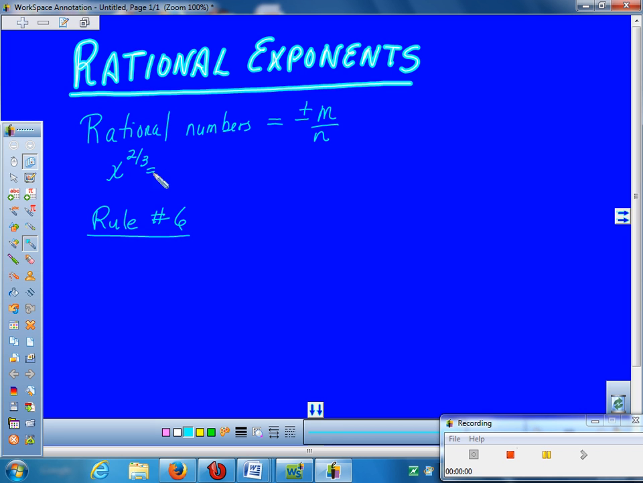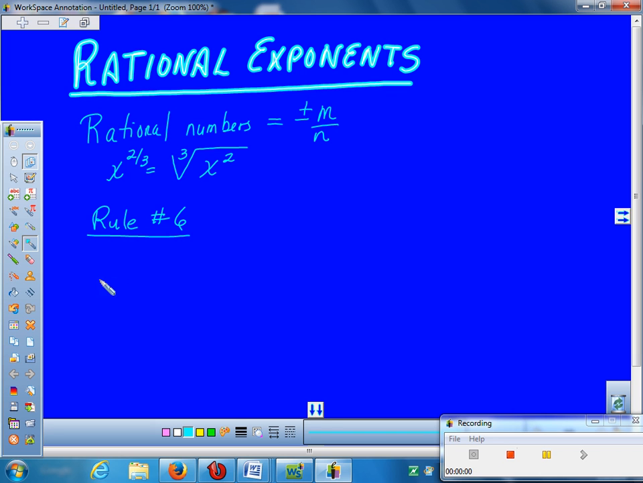It turns out when you have a rational exponent, when you have a fraction, it's really just another way to write a root. You can turn that into a root. The denominator, the 3, is the index on your root. The 2 is the power inside the root. So x to the 2/3 is really the same thing as the cube root of x squared. You can go back and forth.